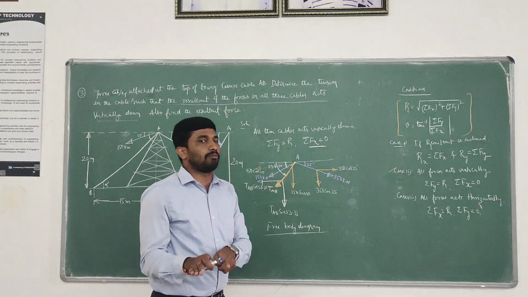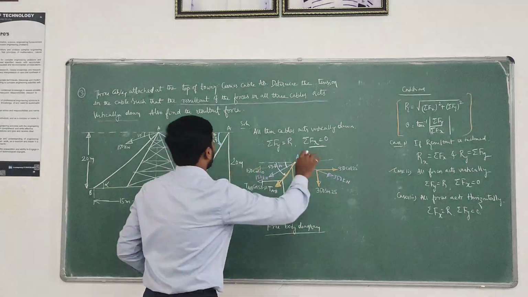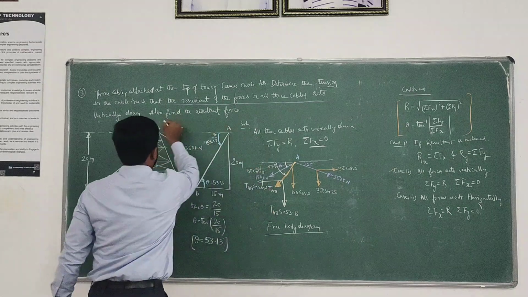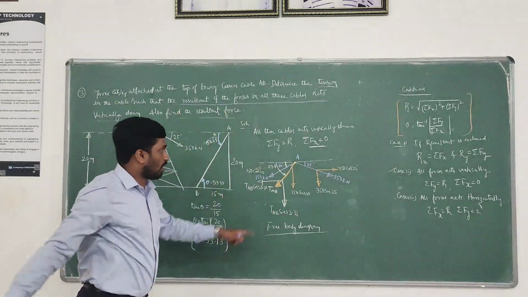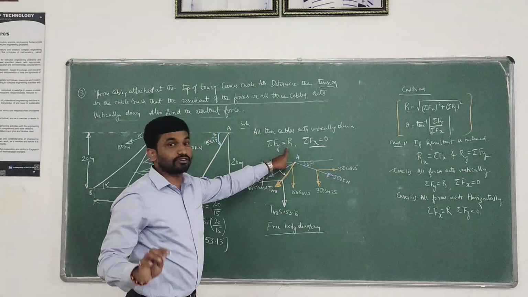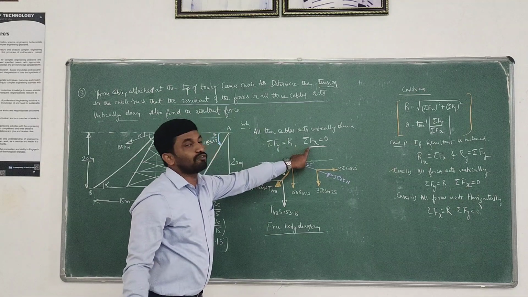What is he asking in the problem? He is asking two things. One is to compute the tension, that is TAB. Next one is to compute the resultant R. He is asking to compute TAB in the first section, and also he is asking to compute the resultant. So apply this condition first.